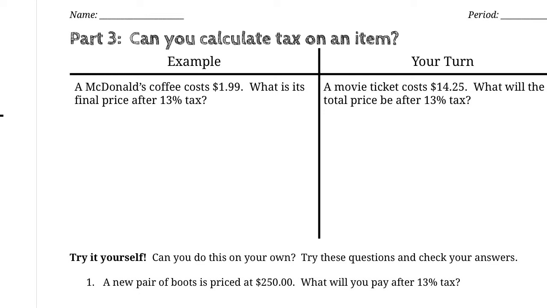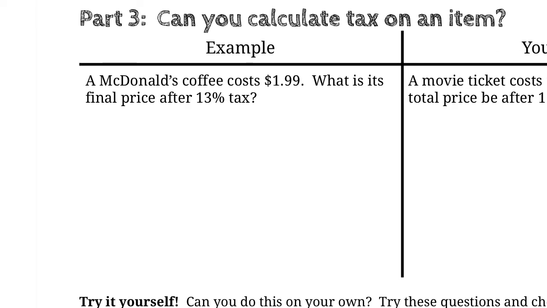We know we pay tax in Ontario and in Canada, and right now the tax is 13%. So you will have to pay this if you go to McDonald's and buy a coffee or a hot chocolate or fries, whatever you're going to buy. So how do we do this? I like doing it like this.